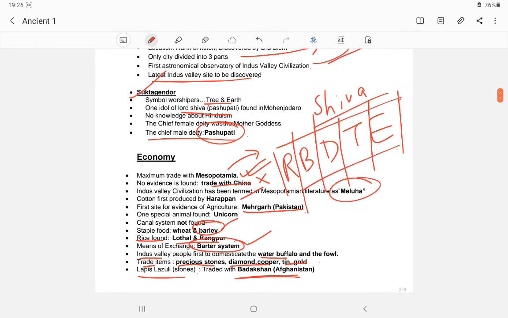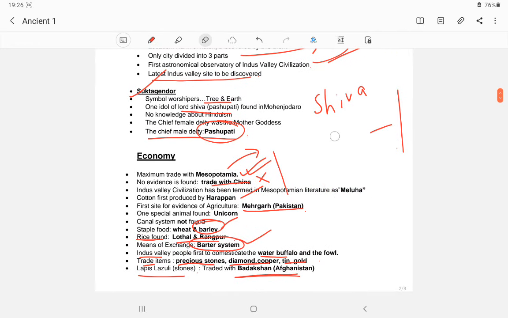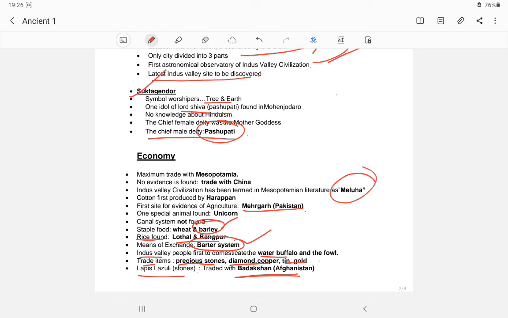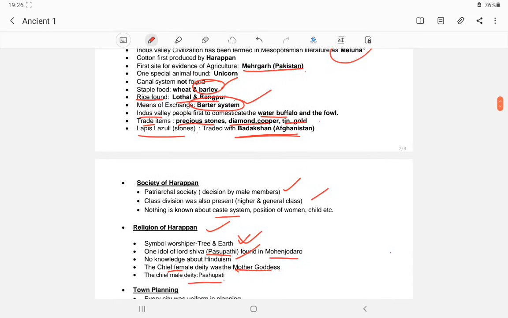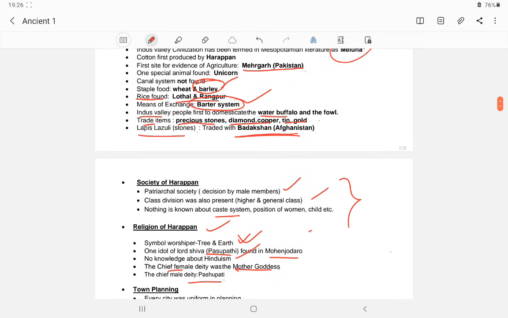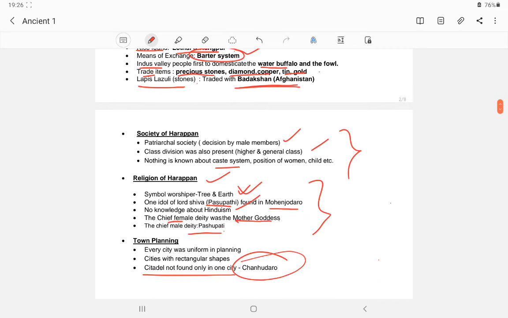So the economy: rice, barley, wheat, and trade with other countries like Meluha. It was an urban civilization. The society was patriarchal, the religion was nature worship, and town planning was rectangular in shape, which means very organized with a proper drainage system. So with this, let's do some MCQ.